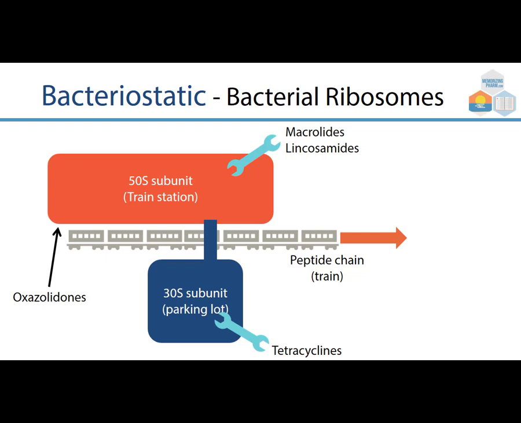We'll refer back to this train analogy with bacteriostatic inhibitors and bacterial ribosomes. There are two subunits: the 50S, which we can think of as the train station, and the 30S, which we can think of as the parking lot, and then the peptide chain, which is the train. Macrolides and lincosamides would work on the train station. Oxazolidinones would work on the train, and the tetracyclines would work on the parking lot. We'll see how this works as we go through these.